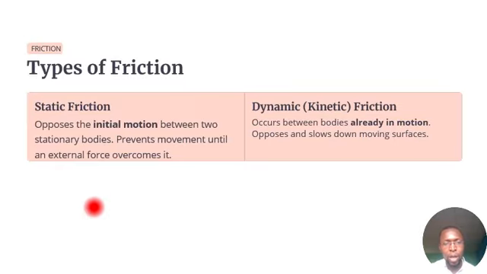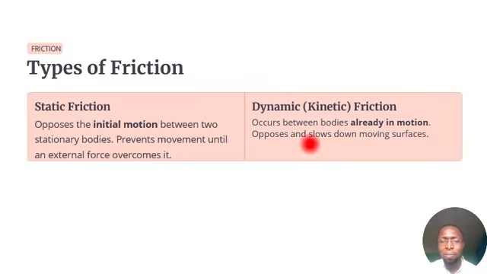All right. Now we have types of friction. We have the static friction and we have the dynamic friction. Sometimes we call it kinetic friction. In static friction, the frictional force tends to oppose motion between two bodies that are stationary. Okay, when two objects are together and they are not moving yet, then the friction that is keeping them in that position is called static friction.